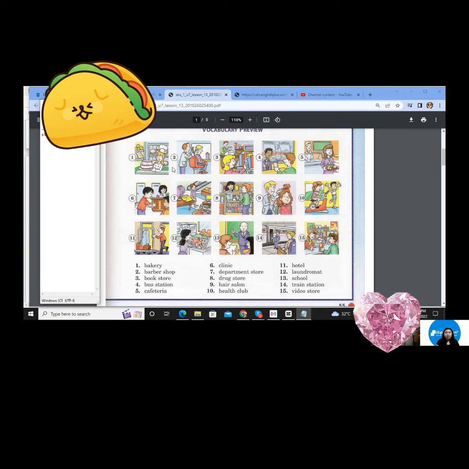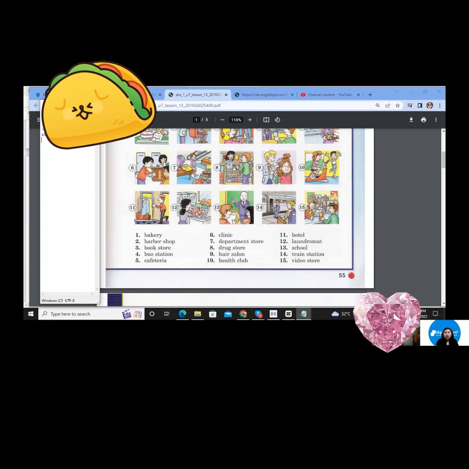Okay, next, number nine, we have hair salon. Number 10, health club. Number 11, we have hotel. Number 12, laundromat. Laundromat. Okay, 13, we have school. So 14, we have train station. 15, we have video store.